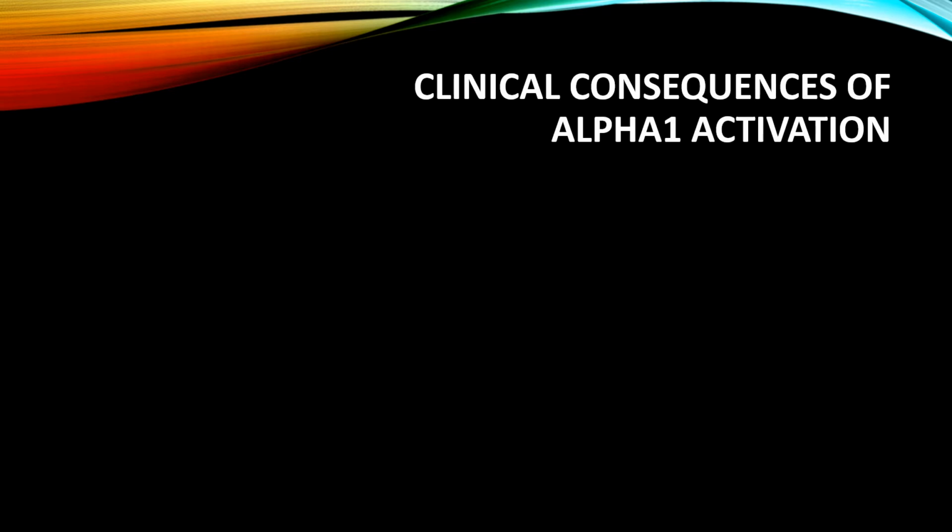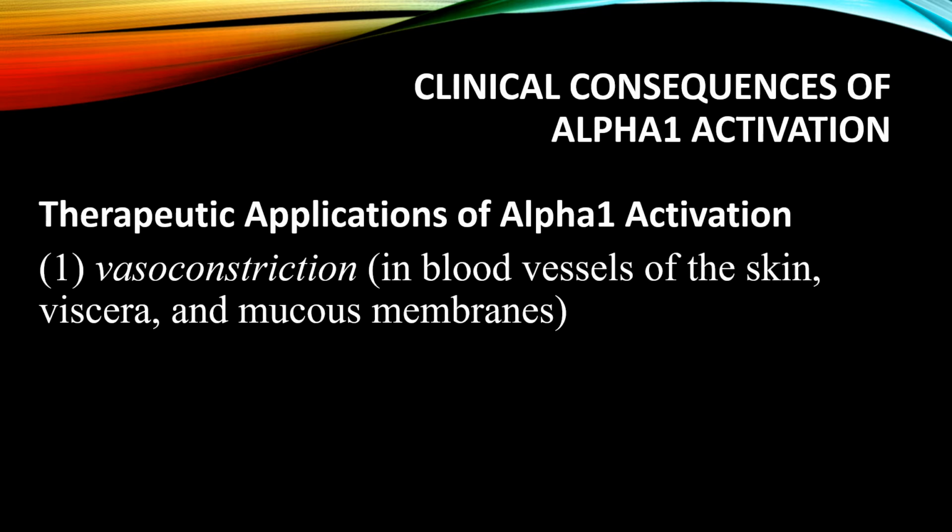Now, for the clinical consequences of alpha-1 activation. The drugs capable of activating alpha-1 receptors include epinephrine, norepinephrine, ephedrine, and dopamine. The therapeutic applications of alpha-1 activation include vasoconstriction, such as in blood vessels of the skin, viscera, and mucous membrane, and mydriasis. Of the two, vasoconstriction is the one for which alpha-1 agonists are used most often.